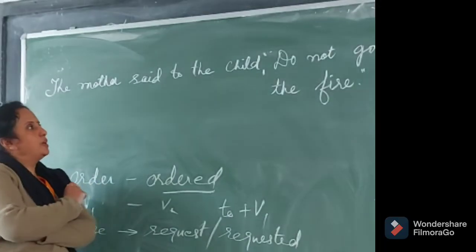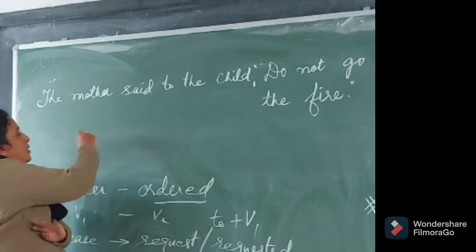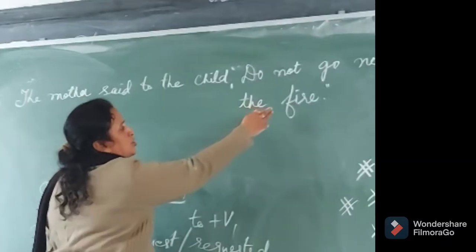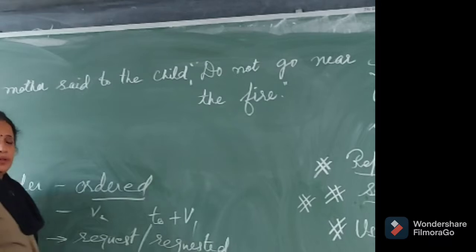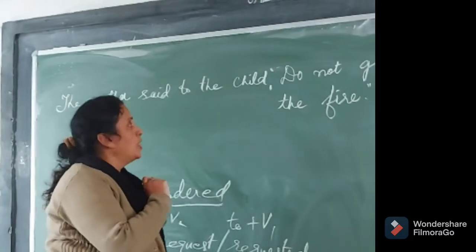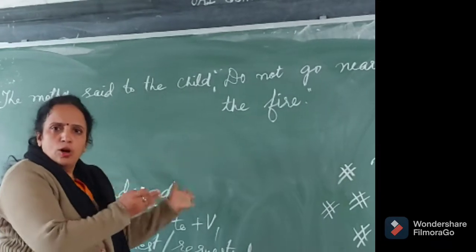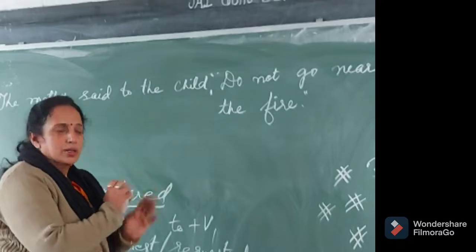Another example of the imperative sentence. Read the sentence. Here it is given: the mother said to the child, don't go near the fire. So here in this sentence, the mother is giving a warning to the child not to go near the fire. So how will we transform? Let's now learn the rule.